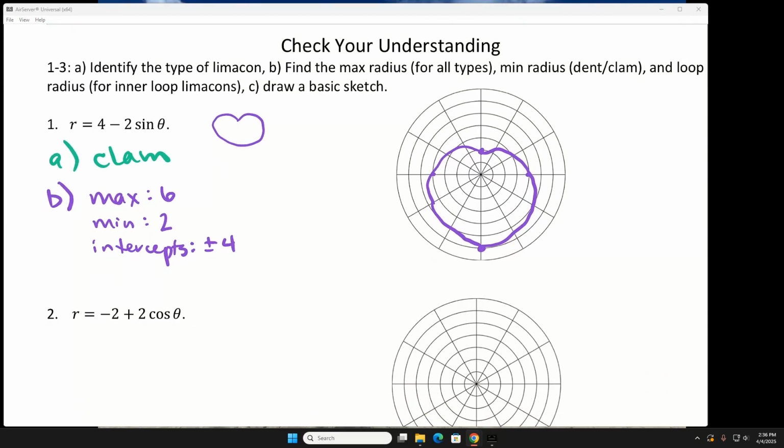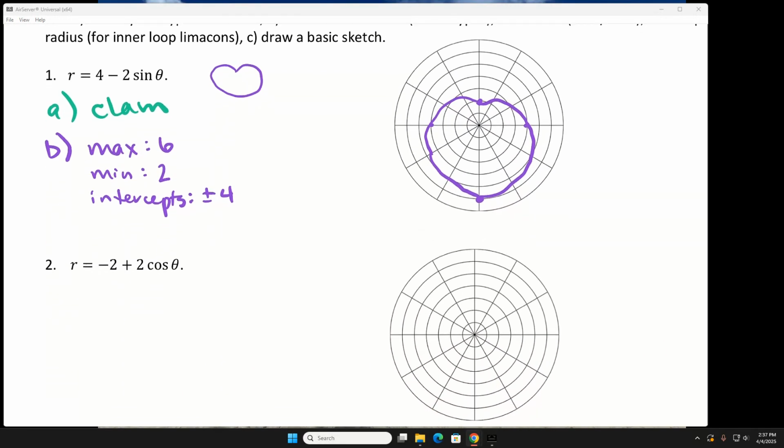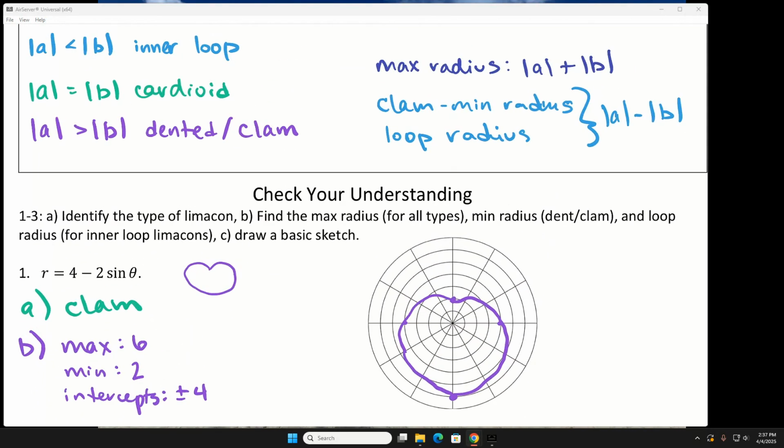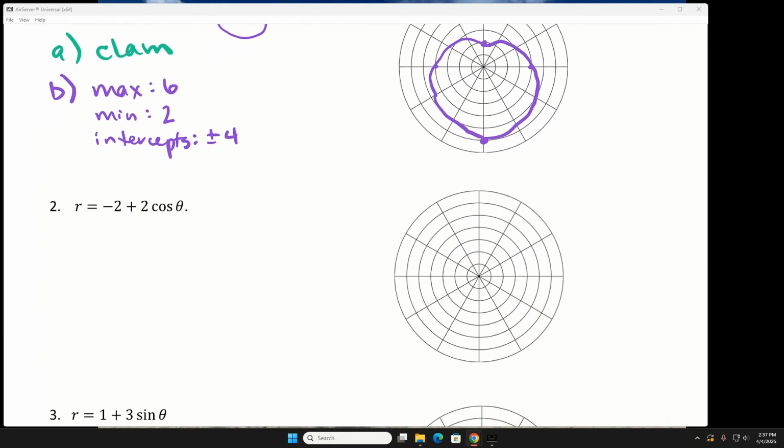Okay, so this is the next one. On the next one, I noticed that the absolute value of a and b are equal, and that's going to be a cardioid. It's going to kind of look like a heart.